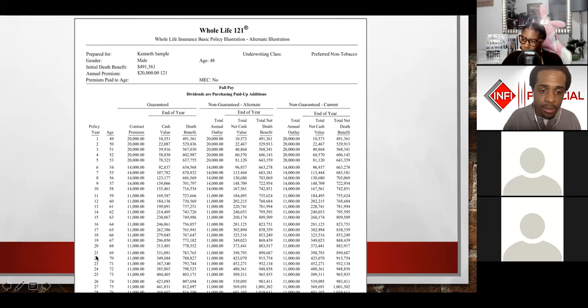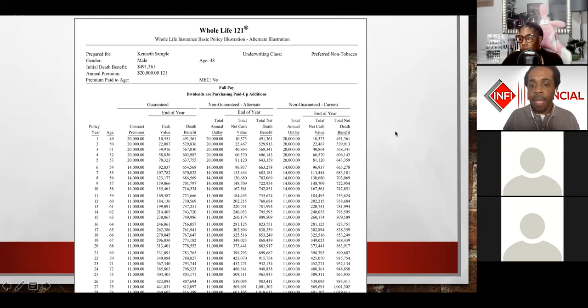So yes, absolutely. You can see here by the time he's 68, what did he put in? Put in 11,000, still getting $14,000 a year. So he's getting an extra 3,000. He's making an extra $3,000 a year just by paying $11,000.